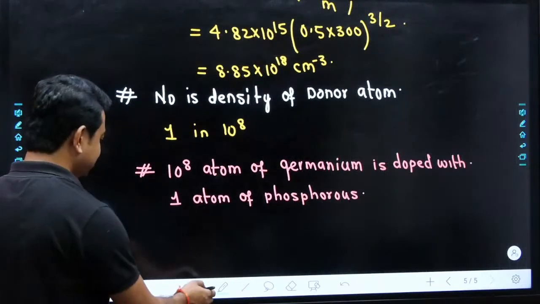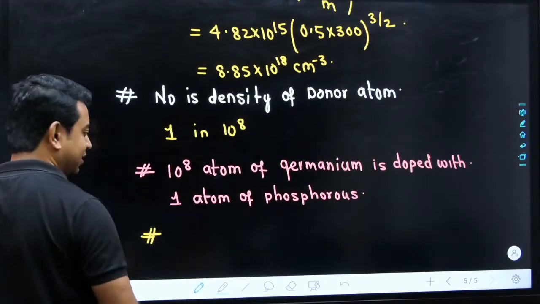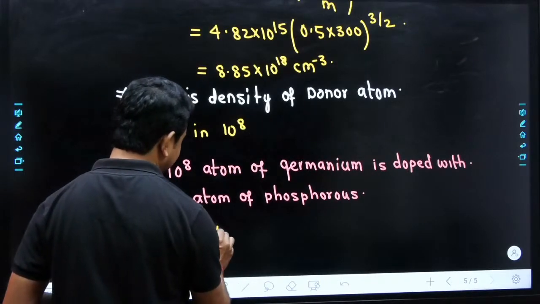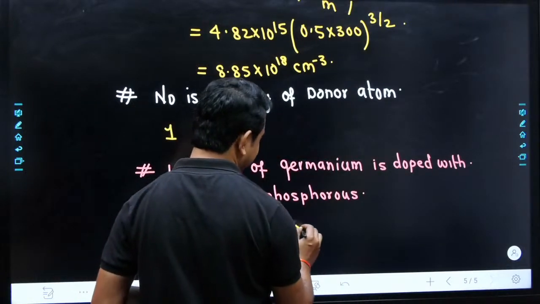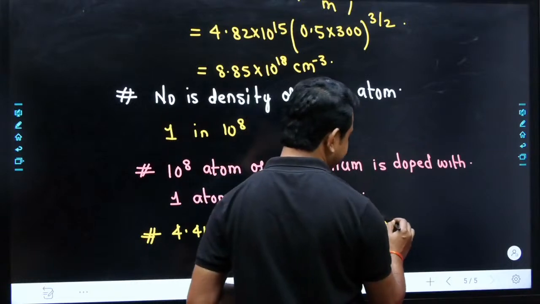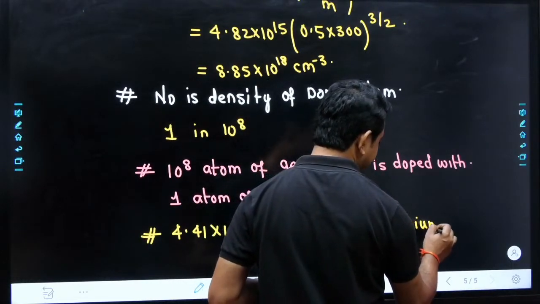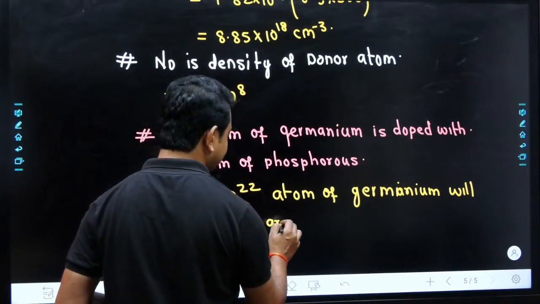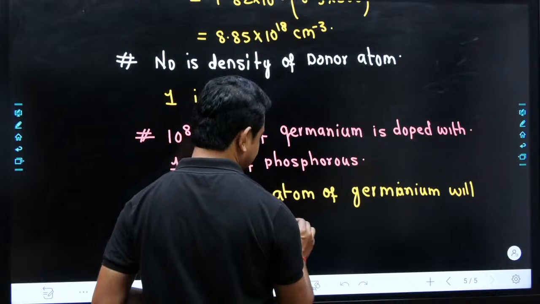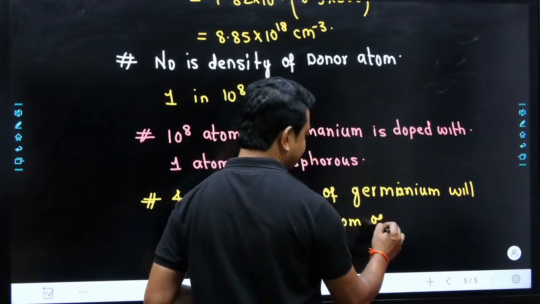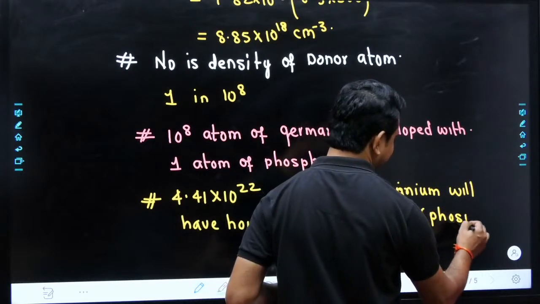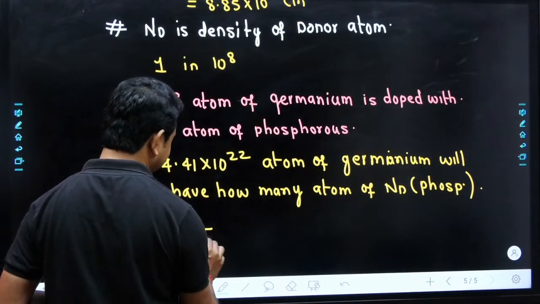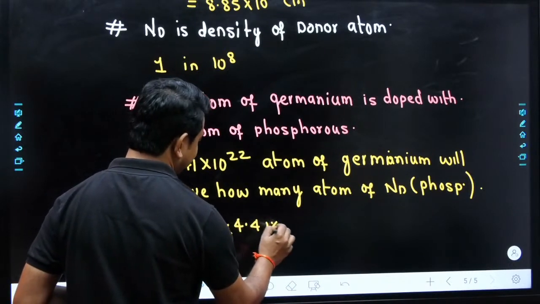Okay. In that condition, since we know the density of germanium atoms, what is the density of germanium atoms? It is given in the question, 4.41 into 10 to the power 22. So 4.41 into 10 to the power 22 atoms of germanium will have how many atoms of Nd, or we can say phosphorus. That can be found by this equation: 1 divided by 10 to the power of 8 into 4.41 into 10 to the power 22.